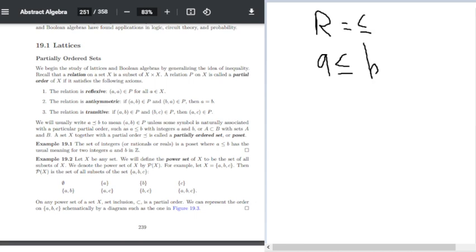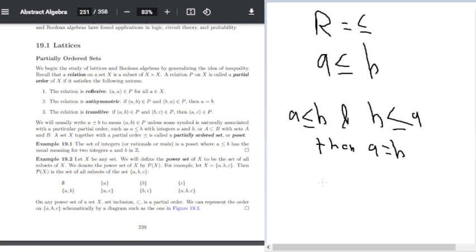The relation is antisymmetric. So if A is less than or equal to B, and B is less than or equal to A, then A is equal to B, and it's transitive. So A is less than or equal to B, and B is less than or equal to C, implies that A is less than or equal to C.